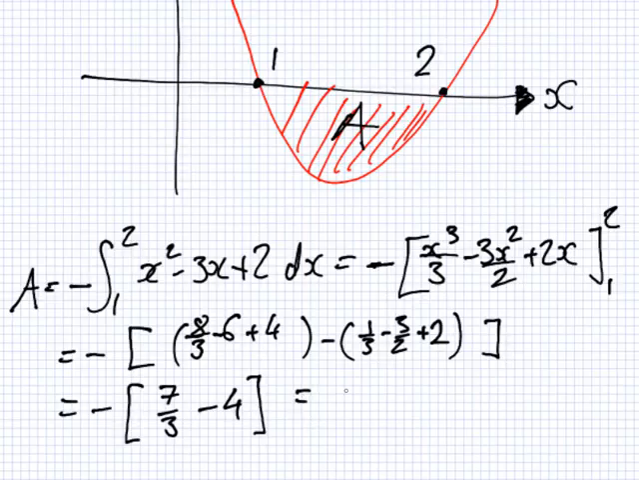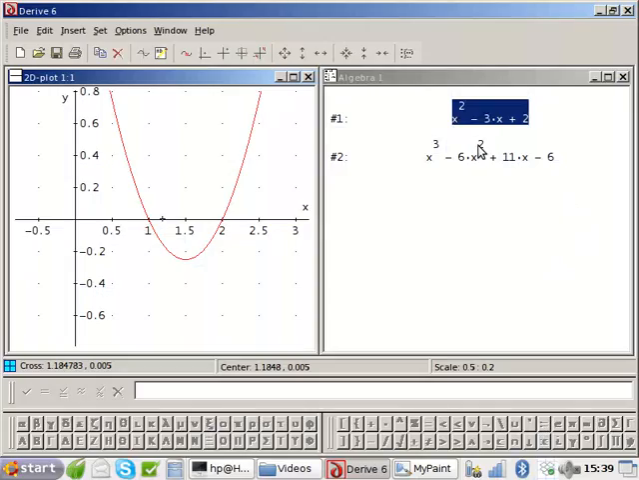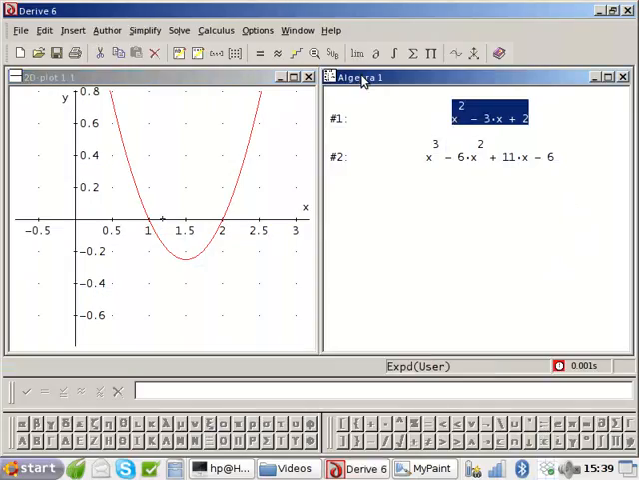So this would be 4 minus 7 over 3. 12 over 3 minus 7 over 3. 5 over 3? Did you get 5 over 3? Well, let's see what the computer gets.